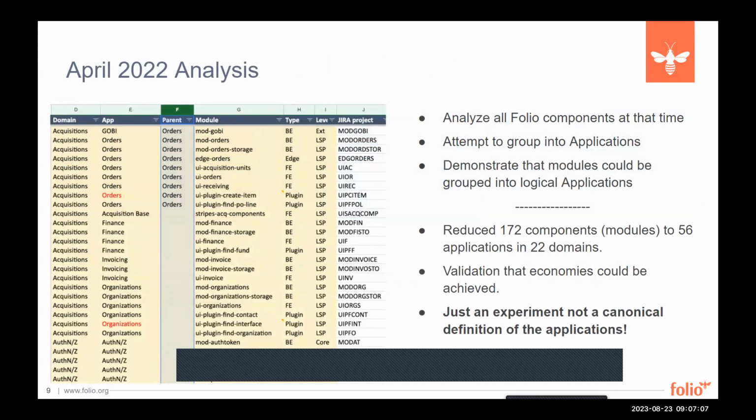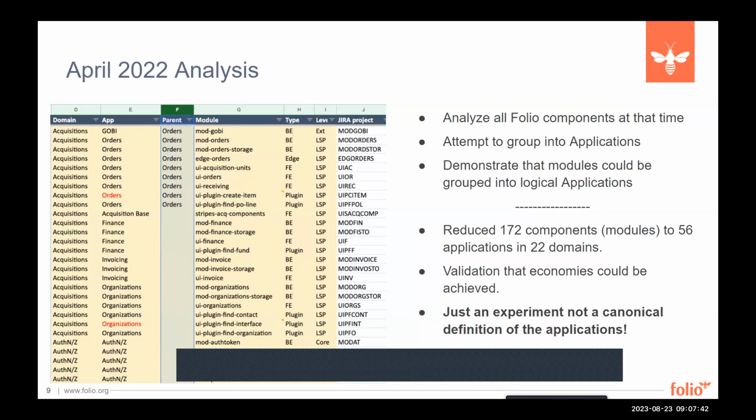So I did an analysis, which was way back in April 22, so that's a year and a half ago. At the time, I looked at all the modules, every component we had in Folio, and there are 172 of them. And so I said, well, can I do this exercise and group them into what would be logical applications? Not to say that this is how it must be done, but merely, is this going to work? So I first broke it down into domains, of which I could get 22. And then I found that I could more or less make about 56 different applications within those domains. So that was a success.